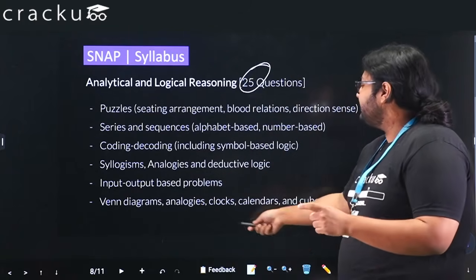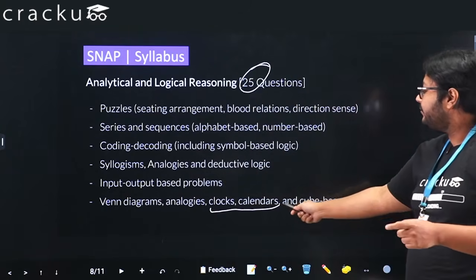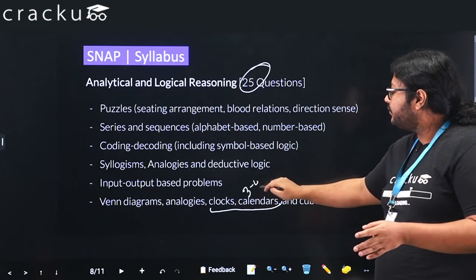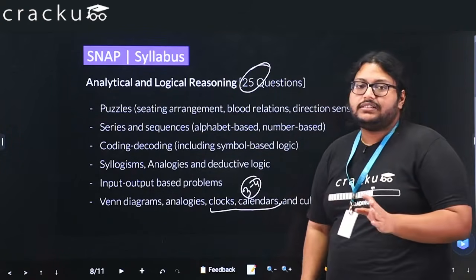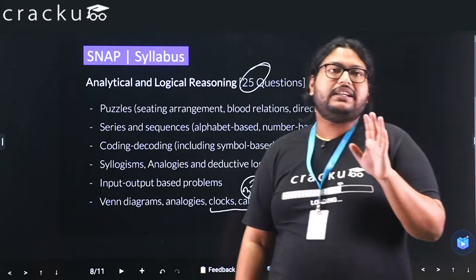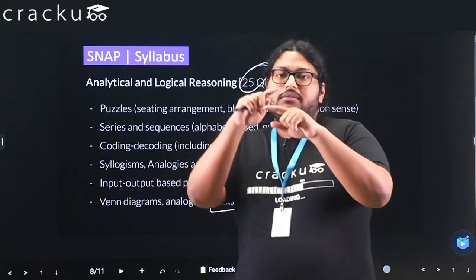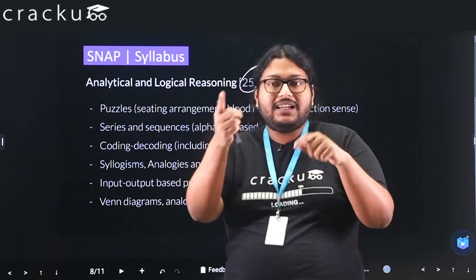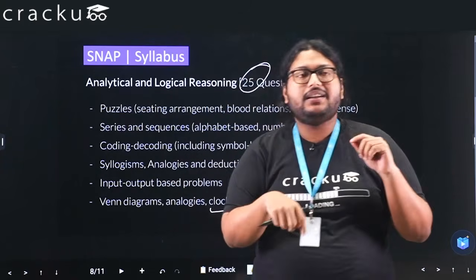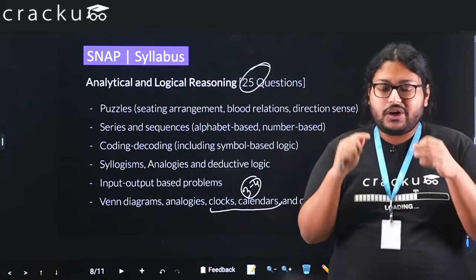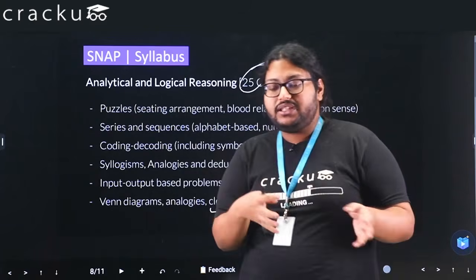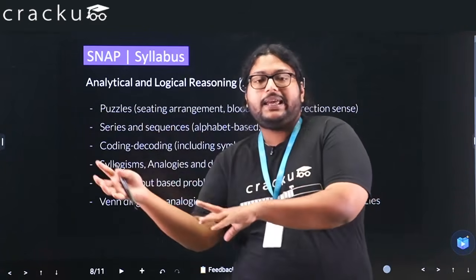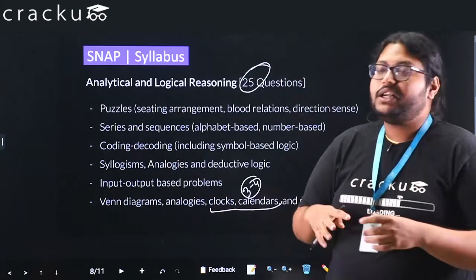Clocks and calendars, these are actually quite a favorite with them. Last year across the slots there were 3 or 4 questions from clocks and calendars. Clock questions are like, if the time is 7:25, then what is the angle between the hour hand and the minute hand, or a clock gains 1 minute for every hour, so what will be the time after a certain point.